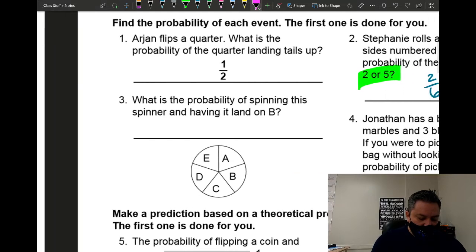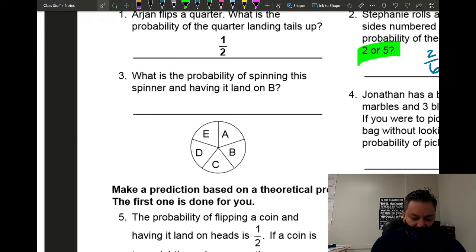Number 3. Let's look at number 3. What is the probability of spinning the spinner and having it land on B? So how many B's do I have? 1 out of how many letters? 1, 2, 3, 4, 5. Can you simplify that? No. And that is it. Unless they ask you to convert to percent or decimal, you can do that by dividing. Or you can just multiply 5 to get 100, and that'll be 5 times 20, which will be 1/5th or 20/100 or 20%.